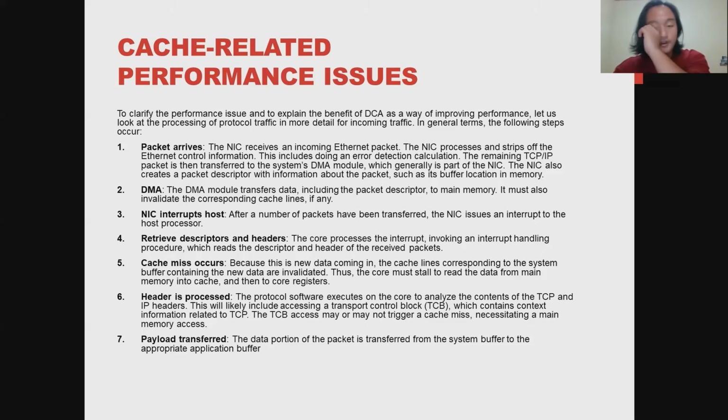The protocol software executes on the core and analyzes the content of the TCP and IP headers. This will likely include accessing a transport control block, or TCB, which contains information related to TCP. TCB access may trigger a cache miss, necessitating a main memory access. Payload transfer. The data portion of the packet is transferred from the system buffer to the appropriate application buffer.